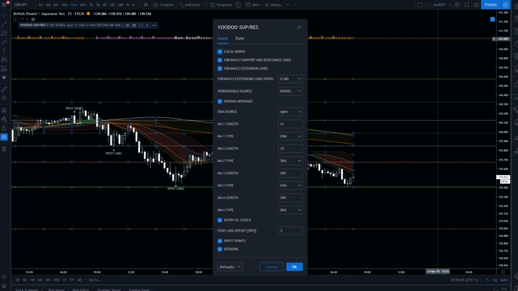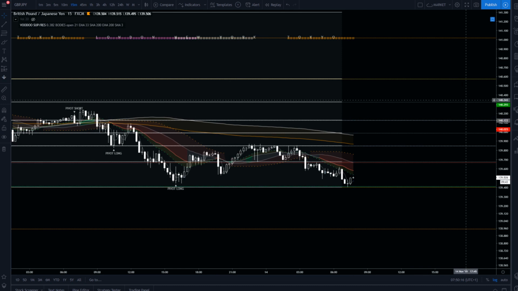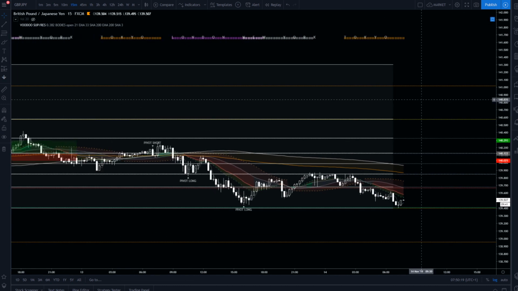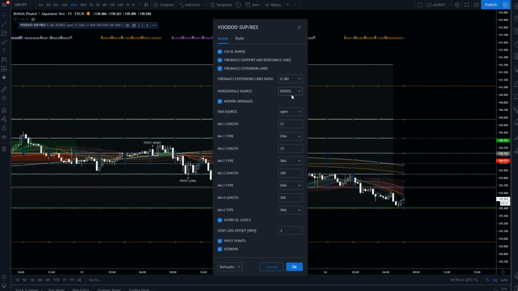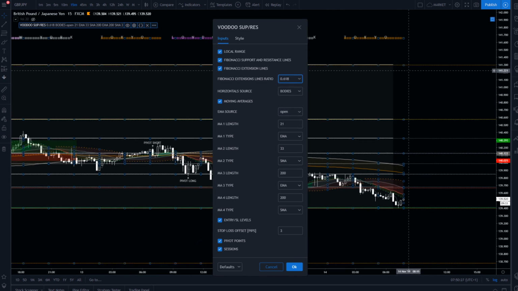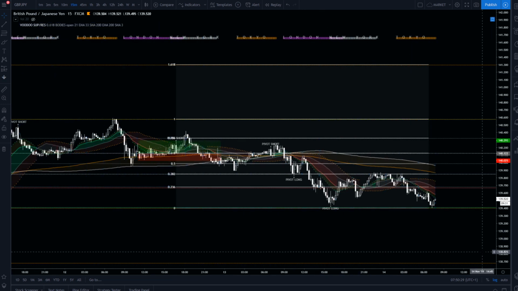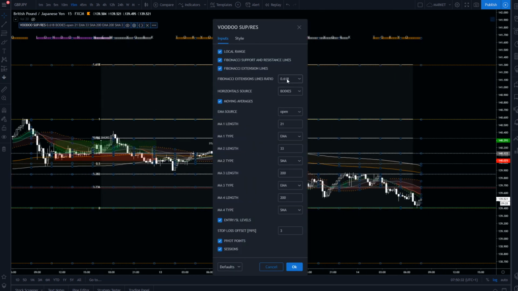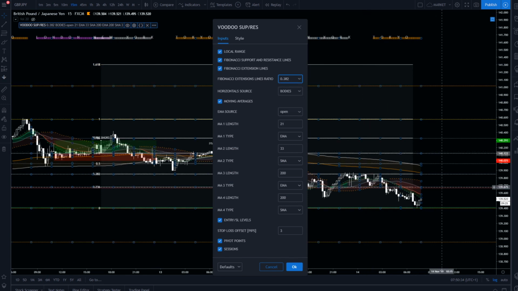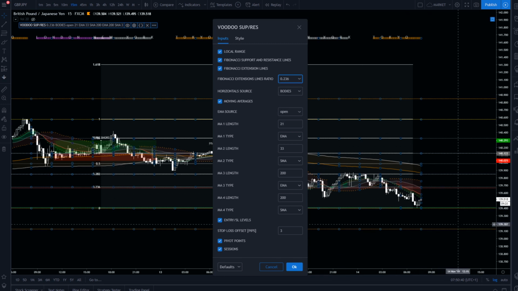Also, Fibonacci extension lines ratio. Here you can change the Fibonacci ratio, how big the extension will be. As you know, in standard Fibonacci extension there is a 618 extension over the main trading range, and as you can see it's accurate in this picture. By default it's 382 because I find it more useful, but you can play with it and you can select any Fibonacci extension from the drop down here.